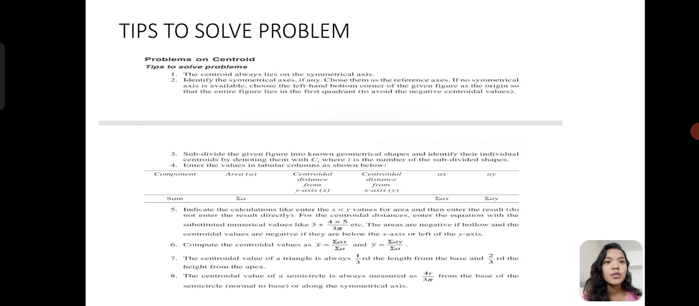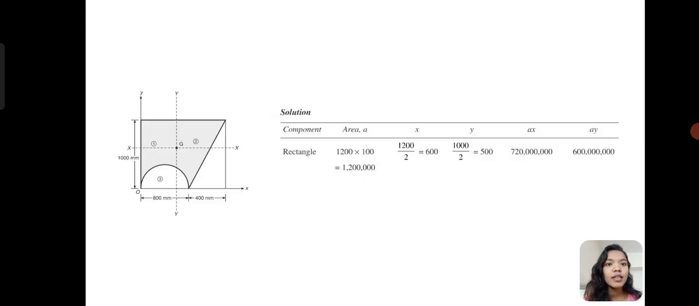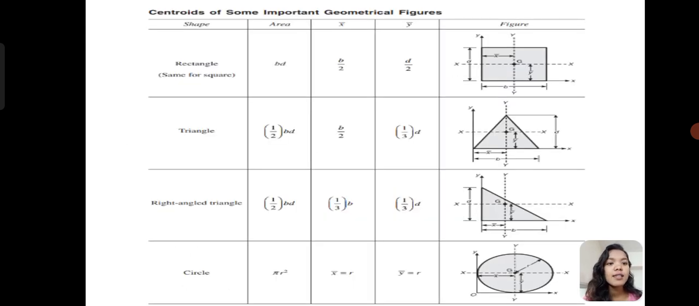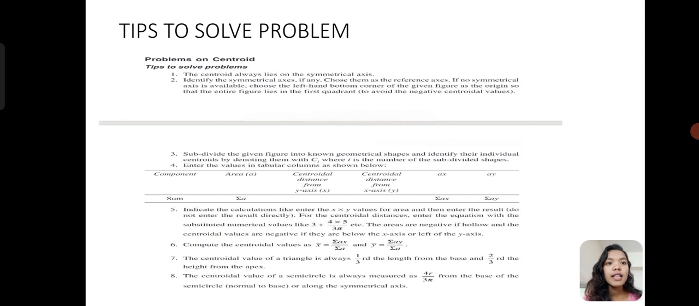There are some tips to solve the problems. The centroid always lies on the symmetrical axis. The second point is to identify the symmetrical axis, if any, and choose it as a reference axis. If no symmetrical axis is available, choose the left hand bottom corner of the given figure as the origin, so that the entire figure lies in the first quadrant to avoid negative centroid values.